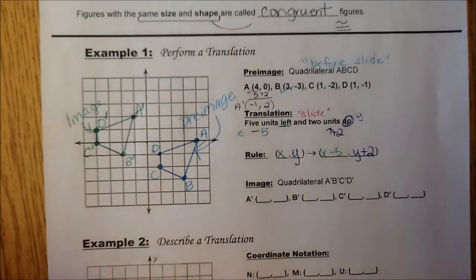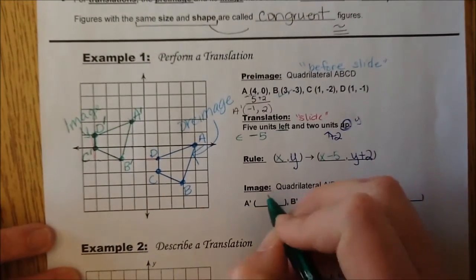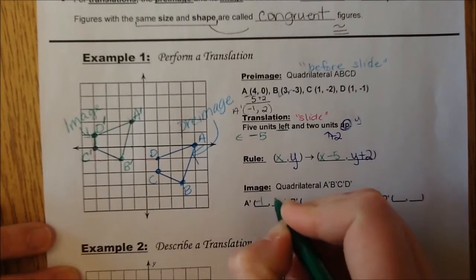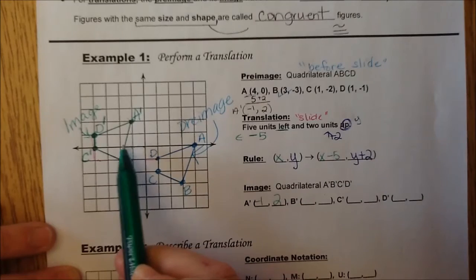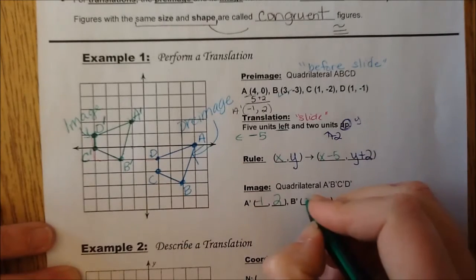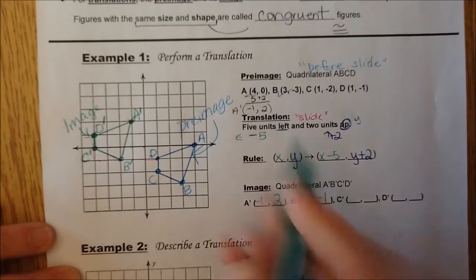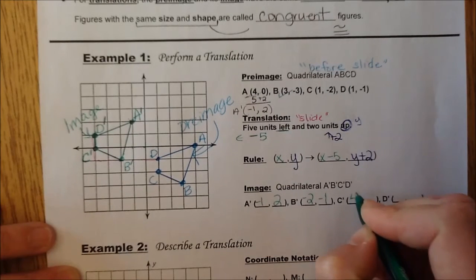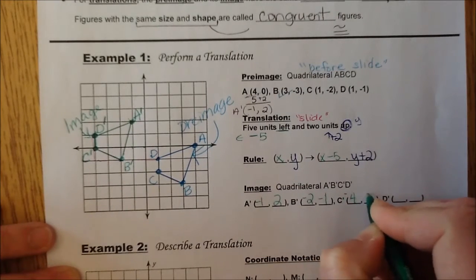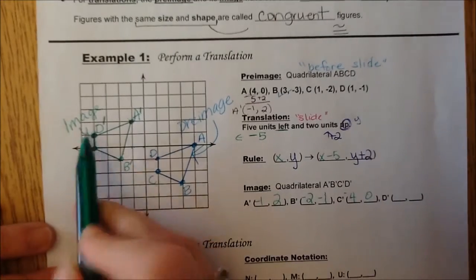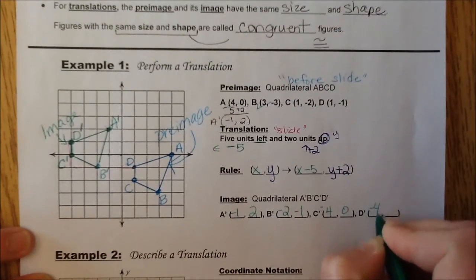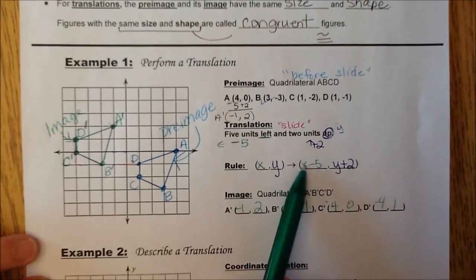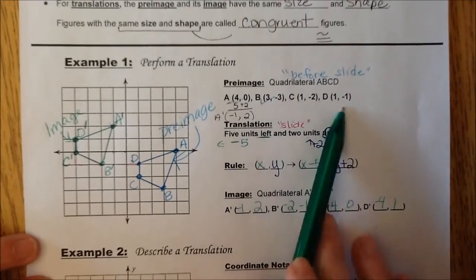I'm going to use my green for my image. Then I would have my new ordered pairs, negative 1, 2, and 1, 2, negative 2, negative 1. C, 1, 2, 3, 4, 0, negative 4, 0, sorry. And D, negative 4, 1. And again, I should be able to do this, my rule, to every one of these and get this.